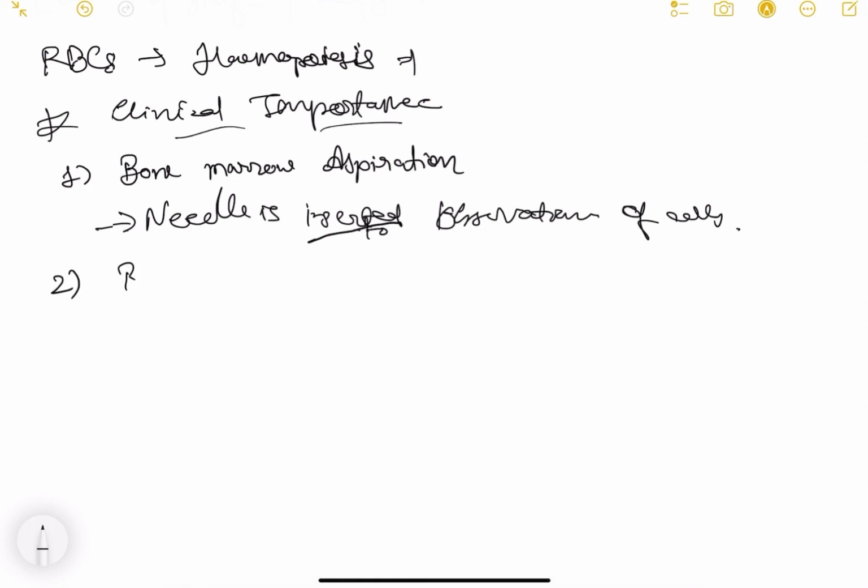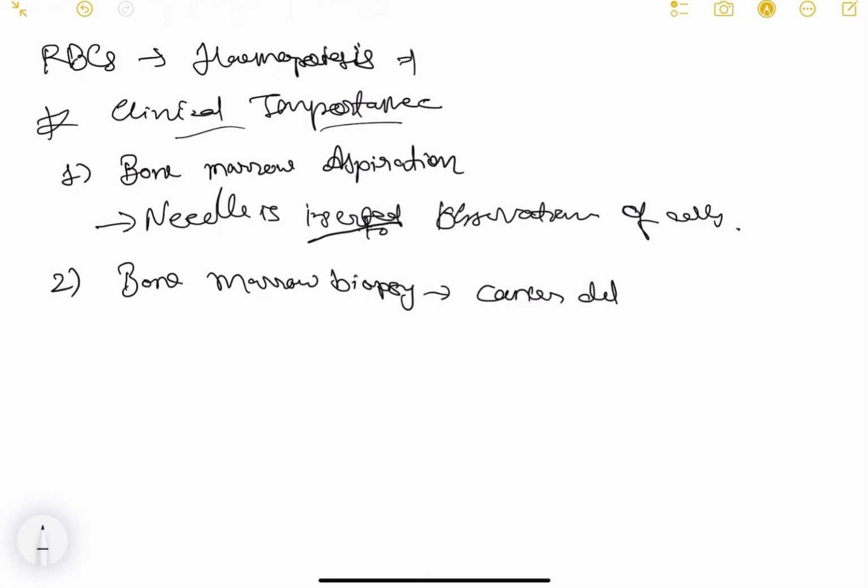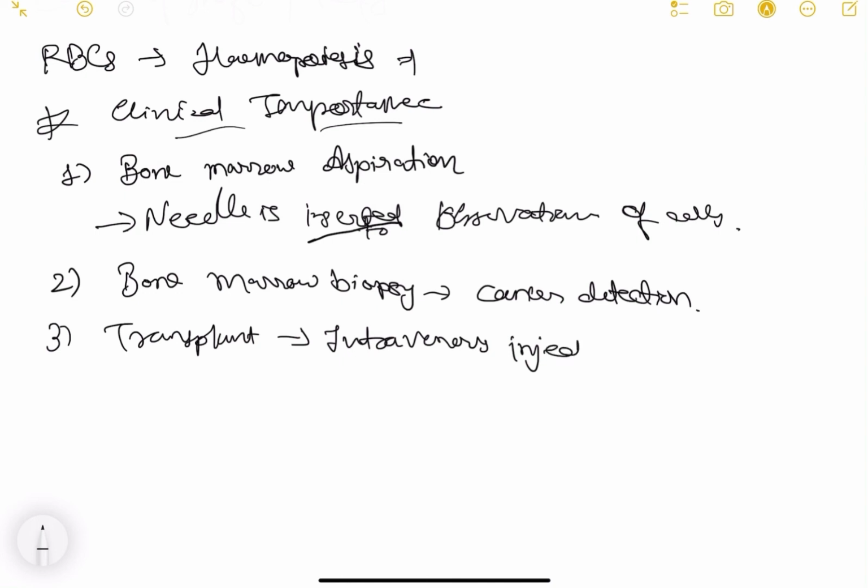Another is bone marrow biopsy. It is for cancer detection in the bones, where bone marrow biopsy is done. And the third one is bone marrow transplant, where it is done by giving an intravenous injection. Bone marrow transplant.